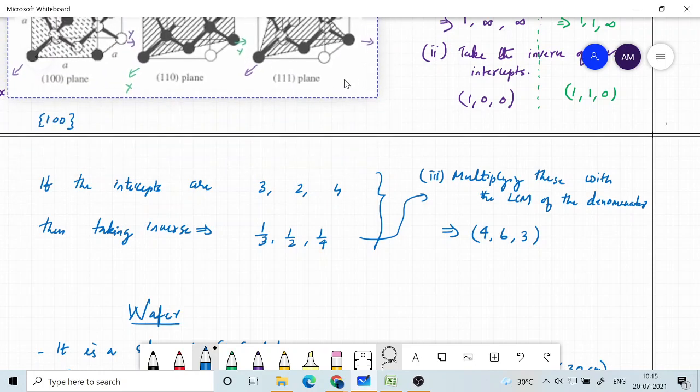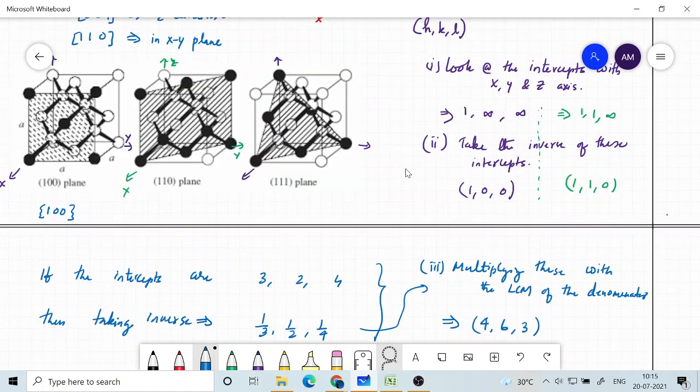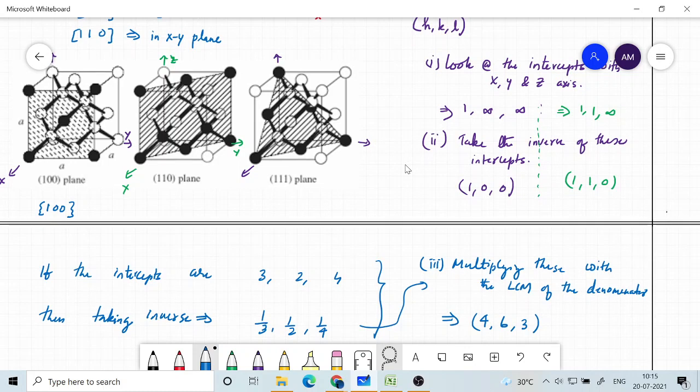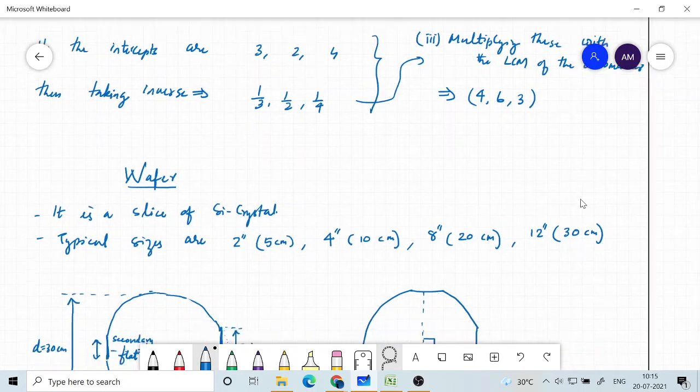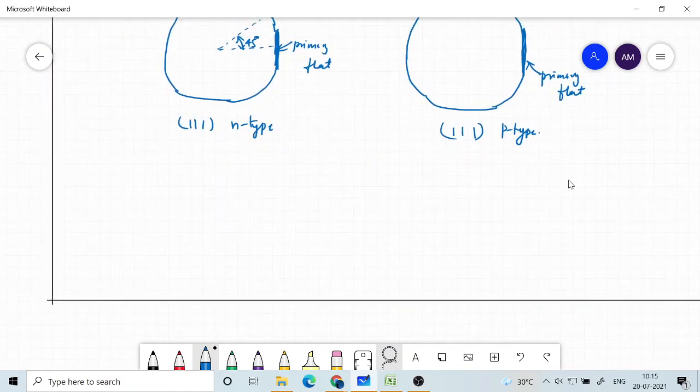where it is talking about the different planes. So if you look at the 100, we need to find out the number of atoms per unit area. So it is basically the surface density of atoms. Silicon atoms are there.